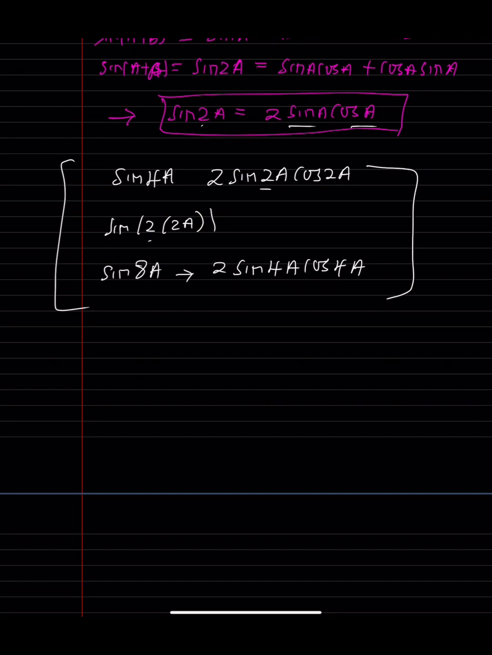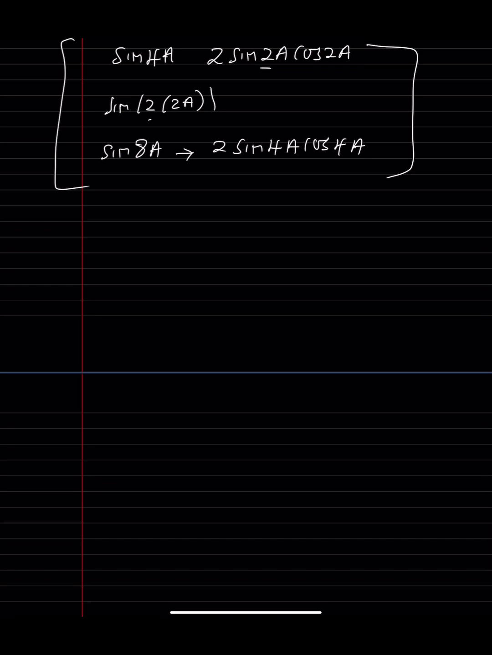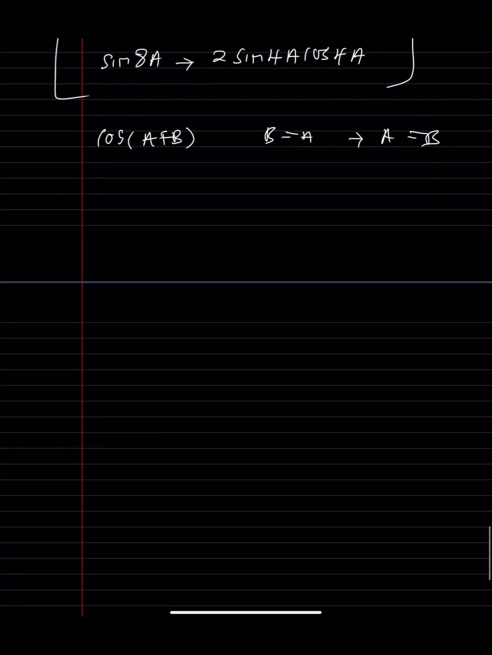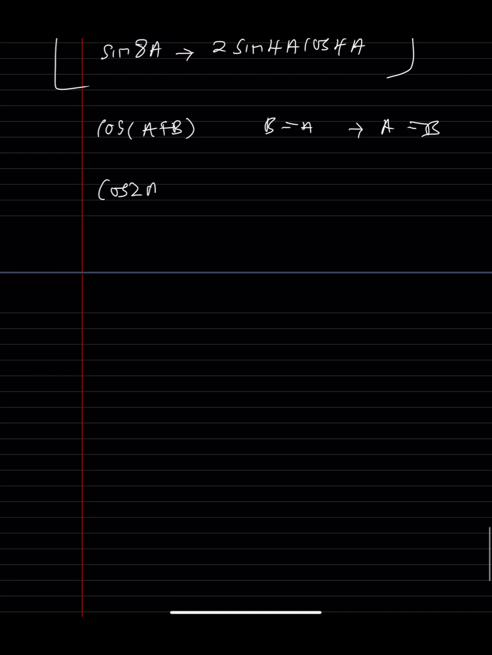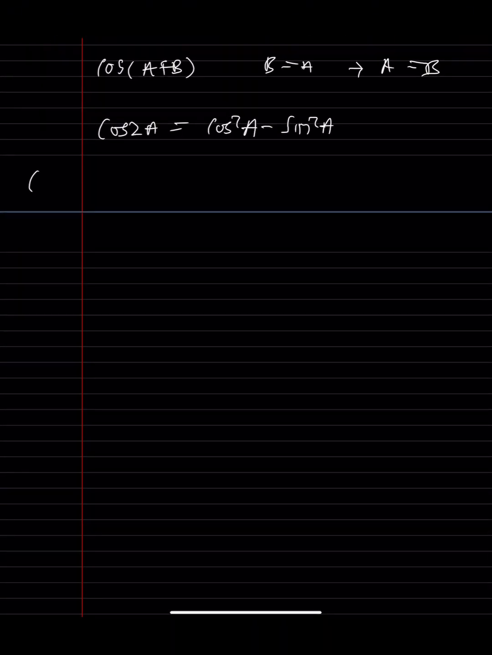Based on this, let's look at what we can do further with these double angles. In the compound angle formula again, if we have cos A plus B, and we make B equal to A, or A equal to B, depending on whatever angle we are interested in, we are going to get cos 2A equal to cos square A minus sine square A. This came from the fact that for the compound angle, we have cos into bracket A plus B to be equal to cos A cos B minus sine A sine B.